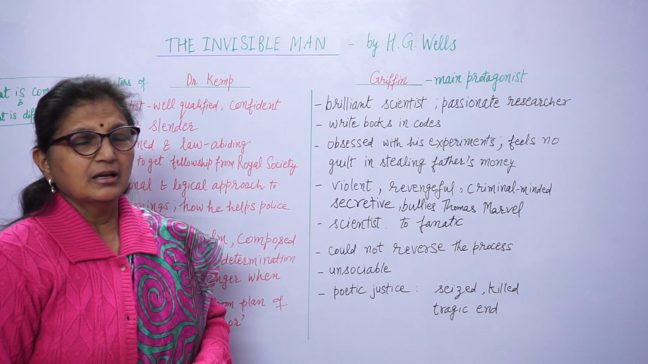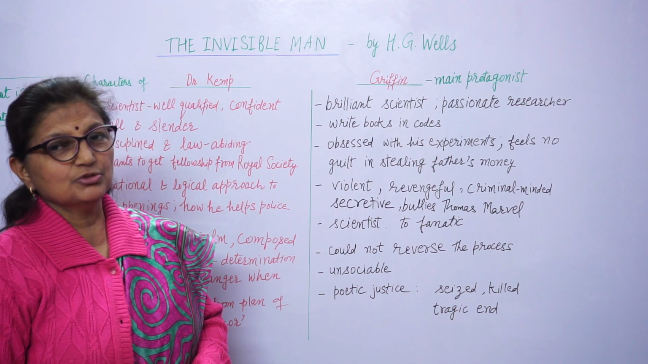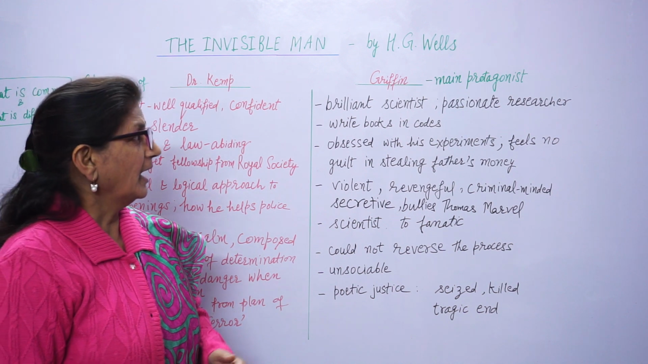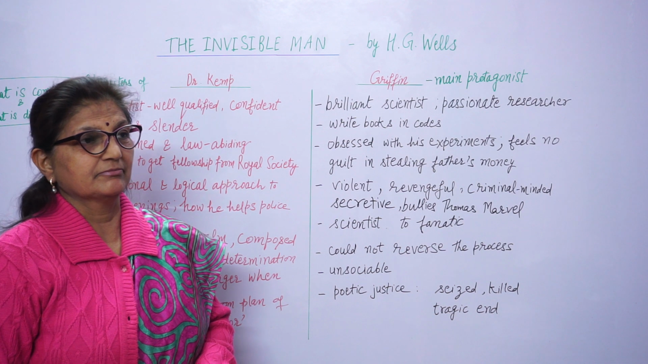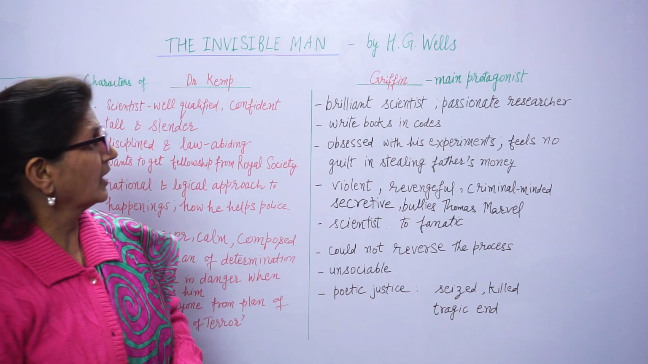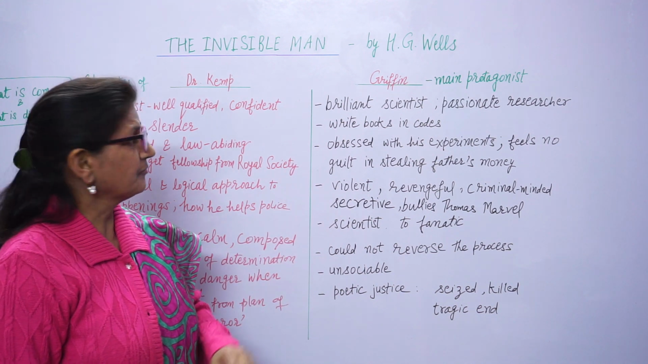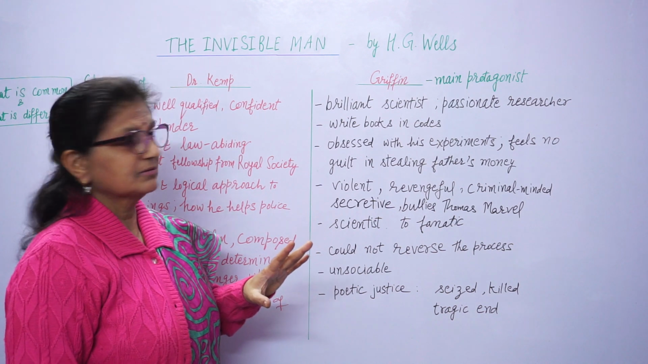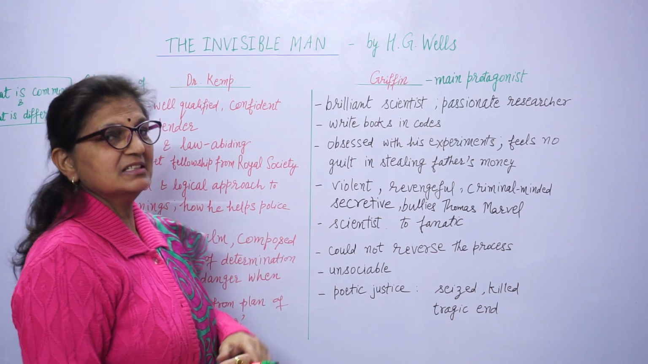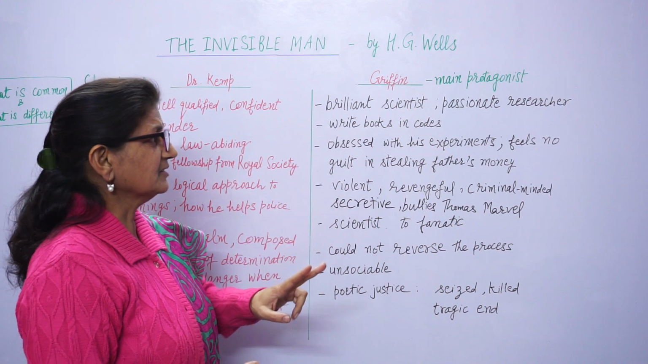That's the inn. And the owners of the inn were Mr. Hall and Mrs. Hall. And that person was a brilliant scientist, Griffin. Major character, that is, the main protagonist. He was a brilliant scientist, a passionate researcher. You will have to keep in mind these 2 things.